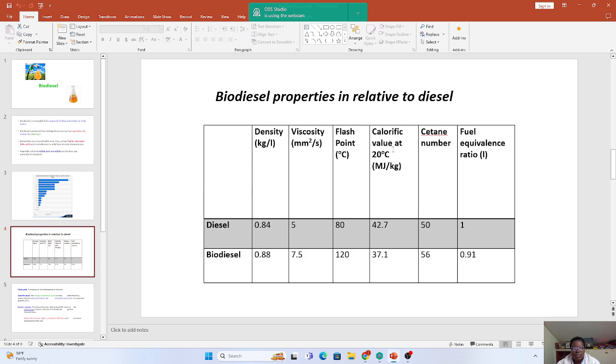How about the calorific value at 20 degrees centigrade? This is megajoules per kg, and here diesel, we can see it's higher, 42.7, almost 43, and biodiesel is 37.1. And when it comes to cetane number, CN, we have 50 for diesel, and biodiesel is 56. So equivalent fuel equivalence ratio is 1 to 0.91. So biodiesel is 0.91, whilst compared with diesel, which is pegged at 1.